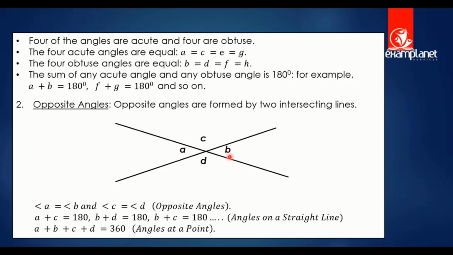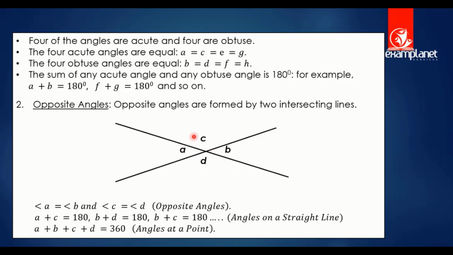So when you have two lines crossing each other like this, you have opposite angles. These opposite angles have nothing to do with parallel lines. We don't need parallel lines for opposite angles to be formed. Once you have two lines crossing each other, opposite angles are formed. So A is equal to B and C is equal to D. They are called opposite angles. Now A and C together form a straight angle on a straight line, so the sum is 180. B and D also form an angle on a straight line, so the sum is 180 degrees.